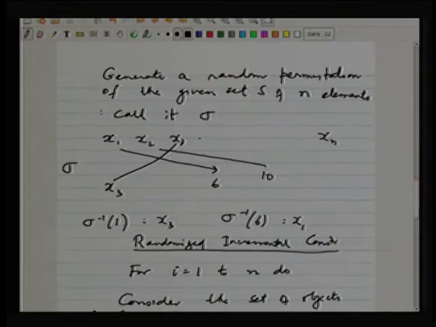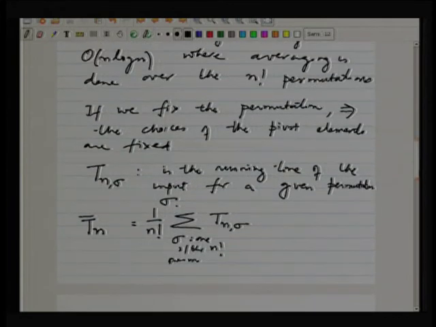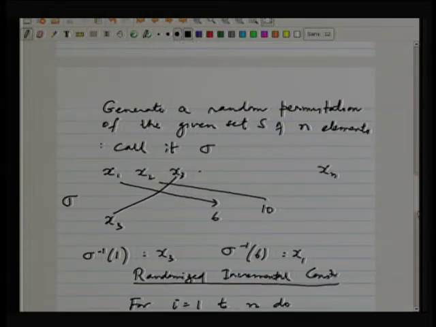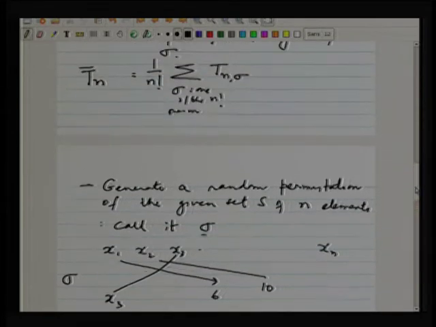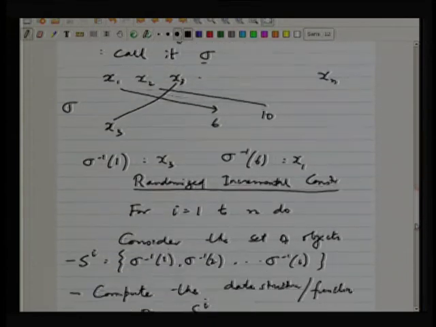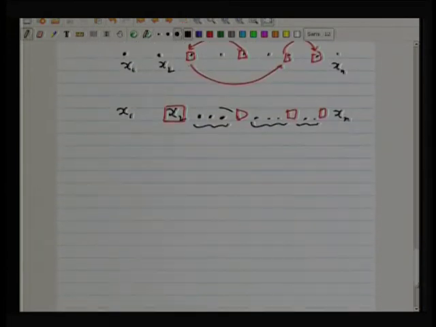And finally, when you analyze this, just as I said before, T(n, sigma), let us say, corresponds to the running time for a specific permutation, and these permutations are being generated at random. So, all permutations are equally likely. Sigma is a random permutation, which means that each of these n factorial permutations is equally likely, and we are taking the expectation over the random permutation.